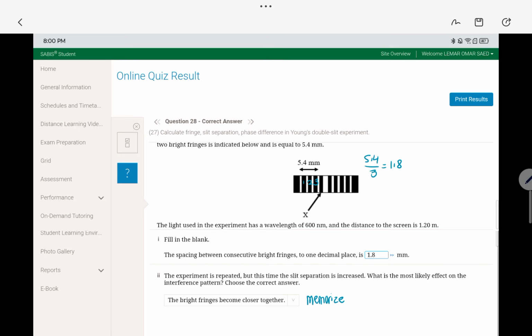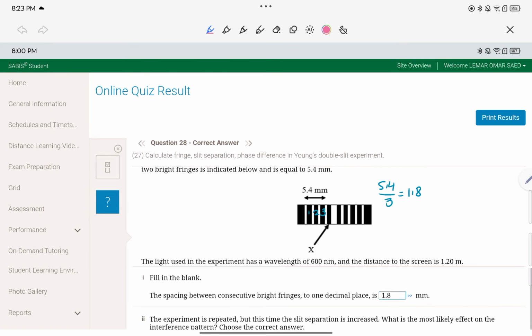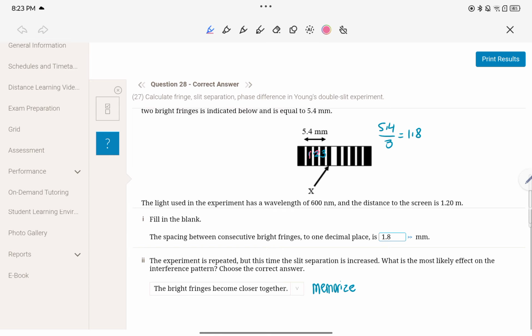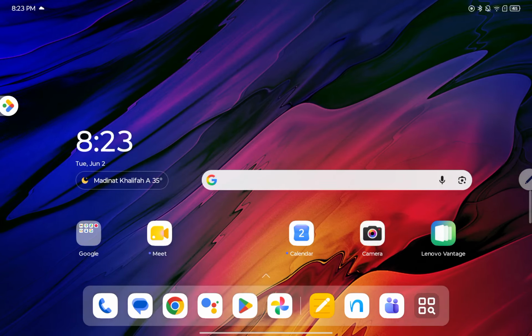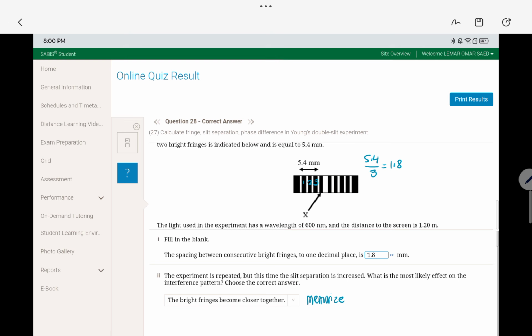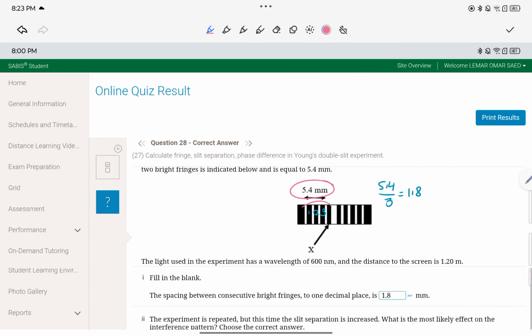The last question, number 28, this one also came copy-pasted. Look, here we have 1, 2, 3 dark fringes, okay? And they said those 3 are 5.4. So the spacing between consecutive bright fringes is how much? The 5.4 here divided by 3, so you get 1.8.